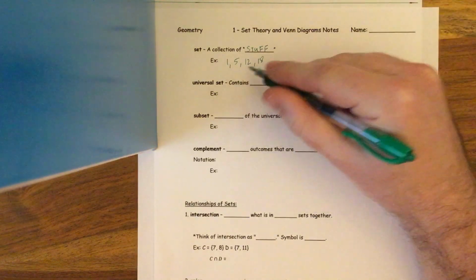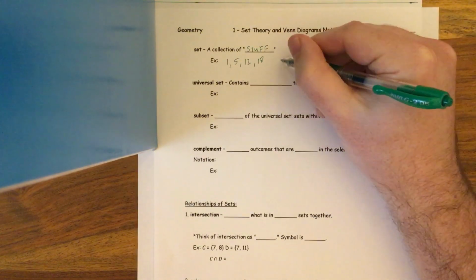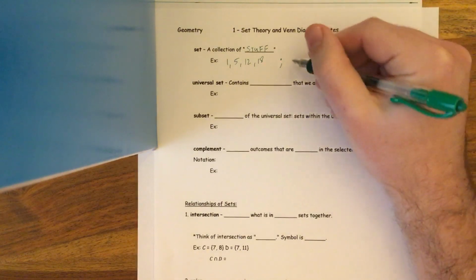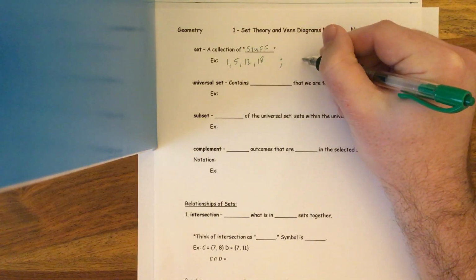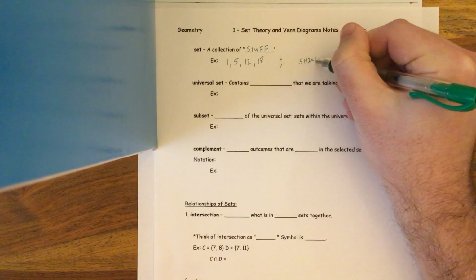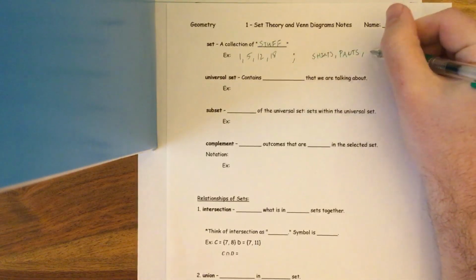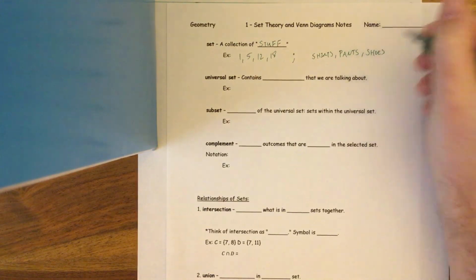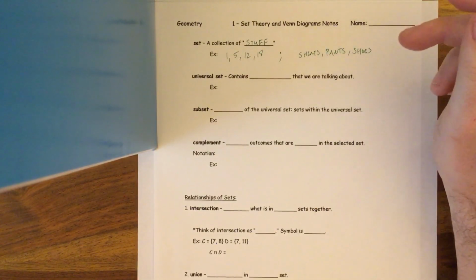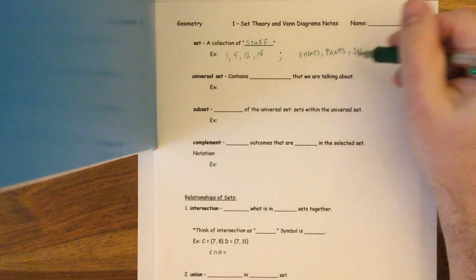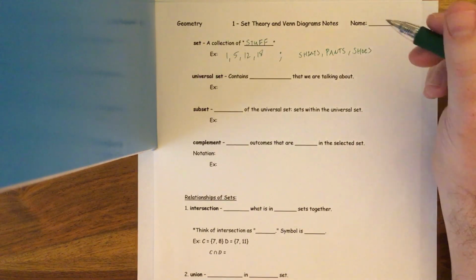I could just say we're using this set. But it could also just be stuff. Maybe I could have a set of shirts, pants, and shoes. So, a set doesn't have to be numbers. It could be items. It could be letters. It could be many things.